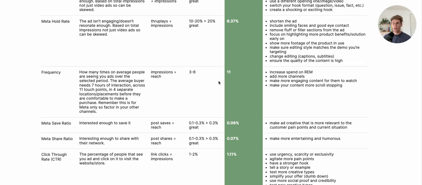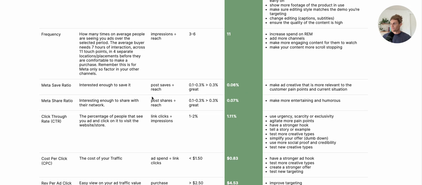Frequency is probably too high. So that probably means that we're spending too much money on remarketing, and we need to try and spend more of our budget on prospecting and bring down that frequency.